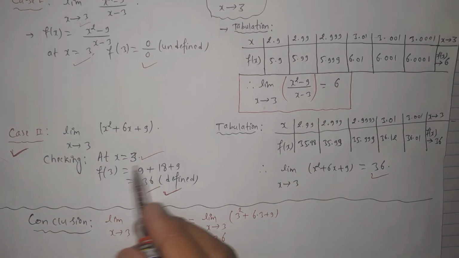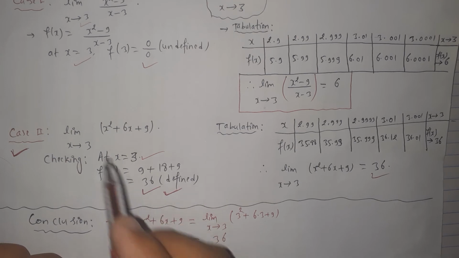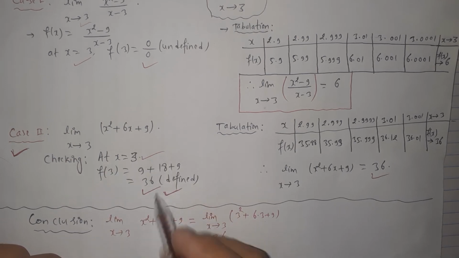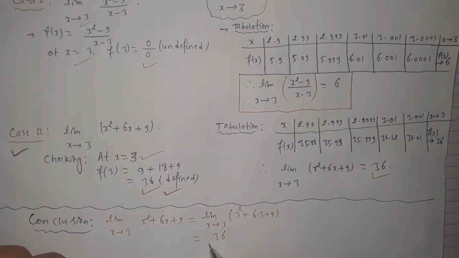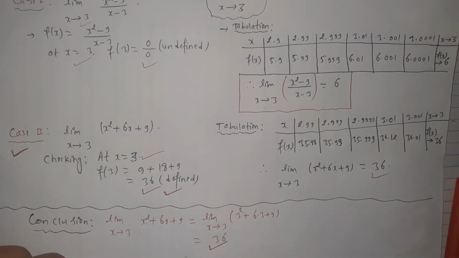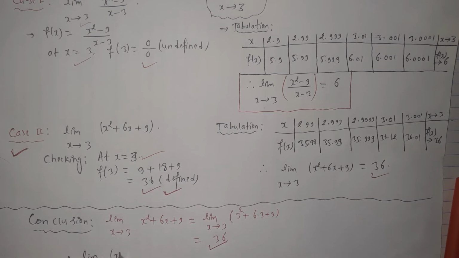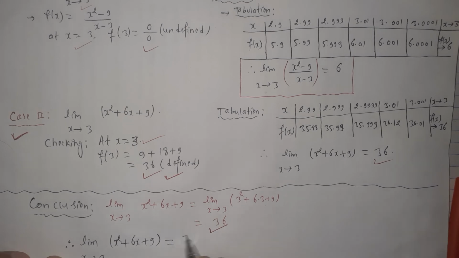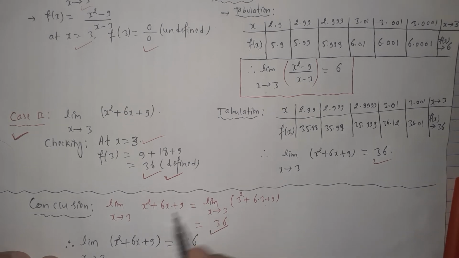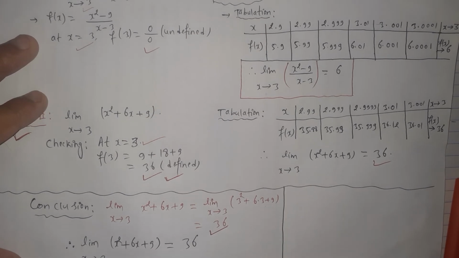By direct calculation, first of all we have to check whether the function is defined or undefined at the point. If the function is defined, then the very short method for the limit calculation is directly substituting the value. Here we directly substitute x equals 3, and we can directly calculate the limiting value. This is the limiting value. Therefore, the limiting value of x square plus 6x plus 9 when x approaches 3 is calculated as 36 by the direct method. This is the conclusion of this whole process.